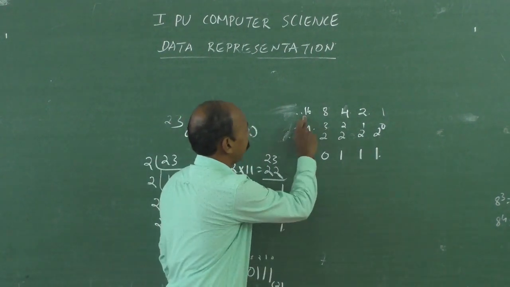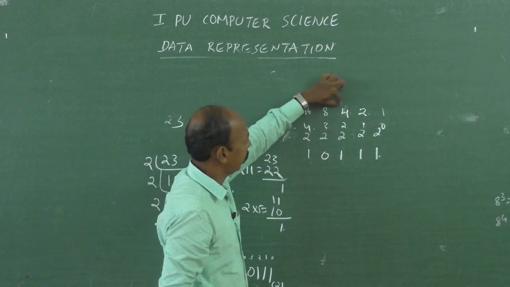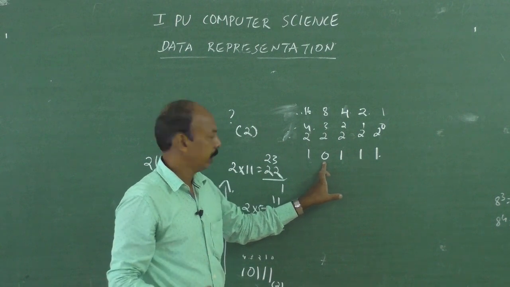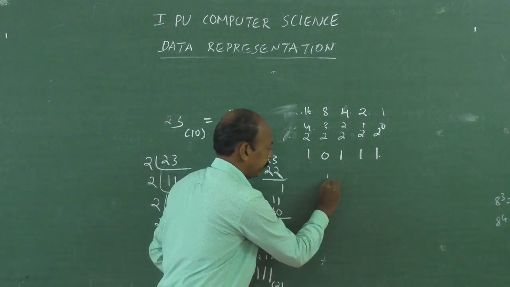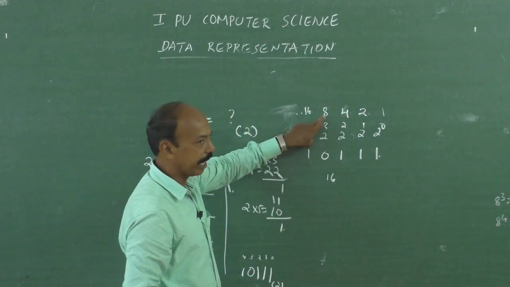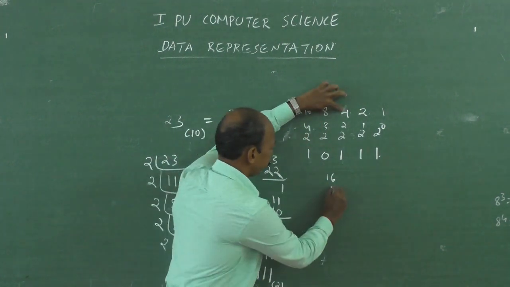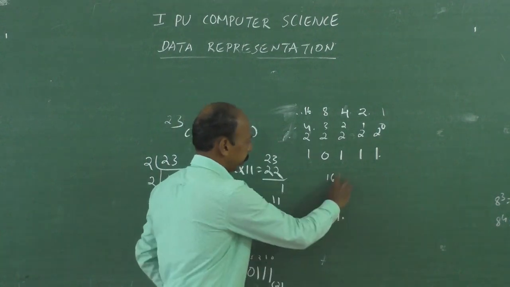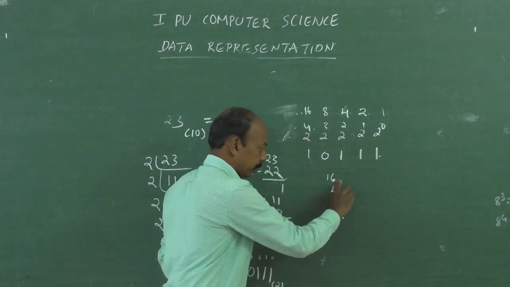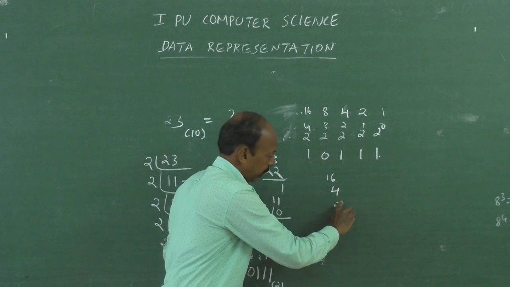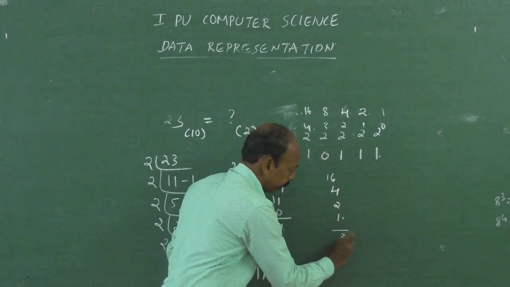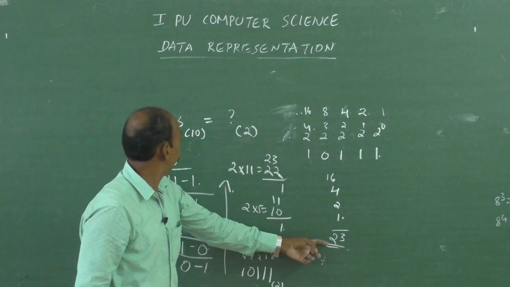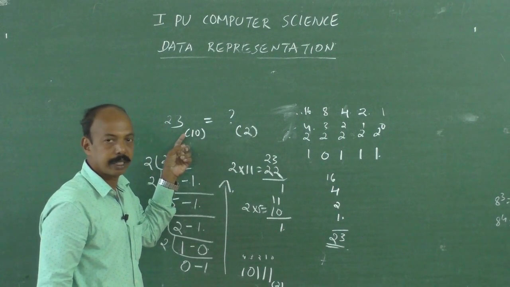Just add up these values, for which there is a 1. If there is 0, just leave that. So what's the value here? It is 16. Next one is 8, so just leave it. Then write 4, then 2, then 1. 16 plus 4 is 20, 21, 22 and 23. So whatever we have done is right, isn't it?